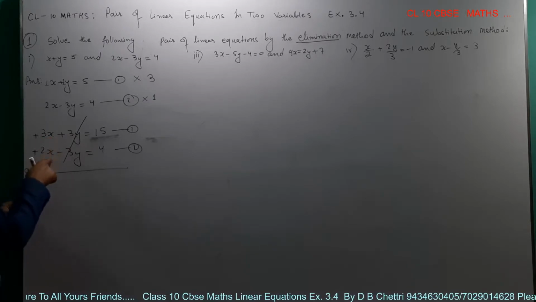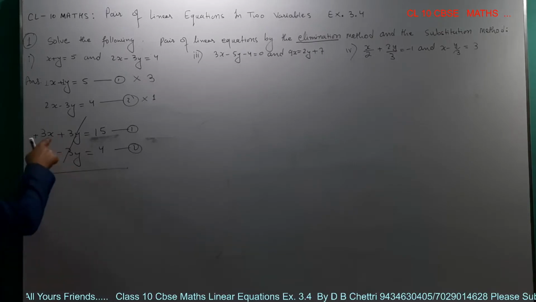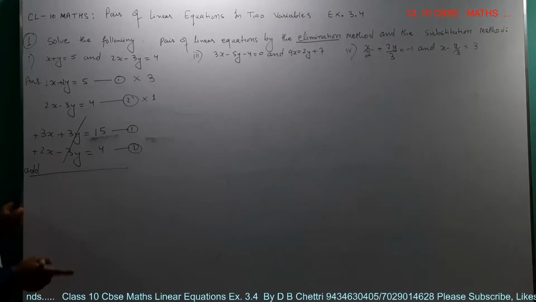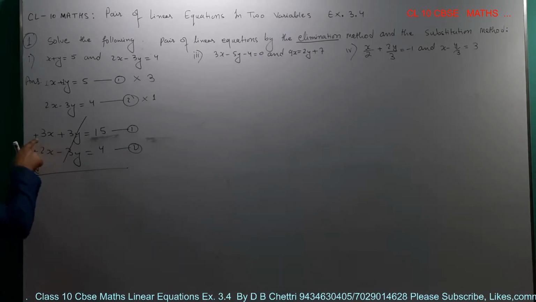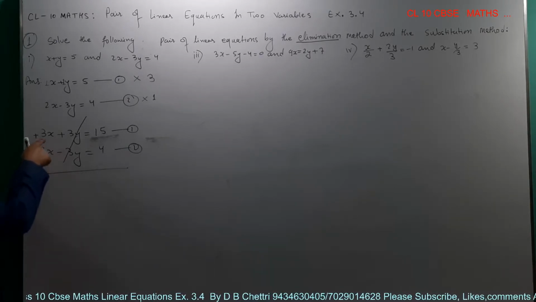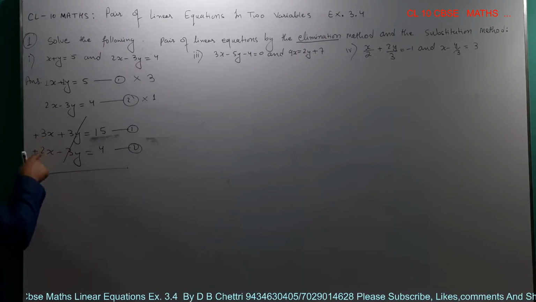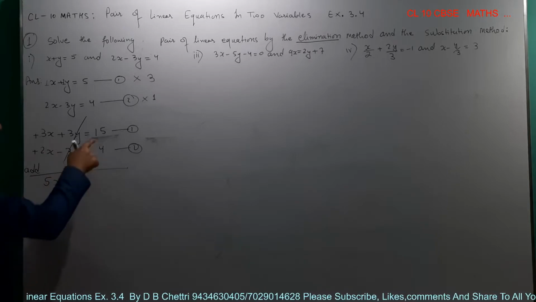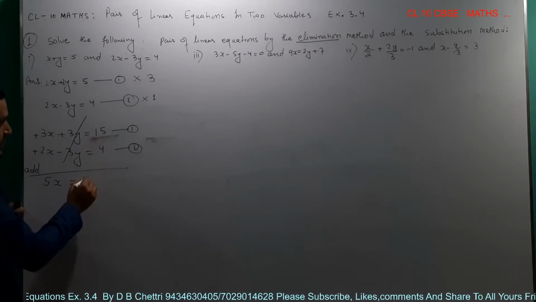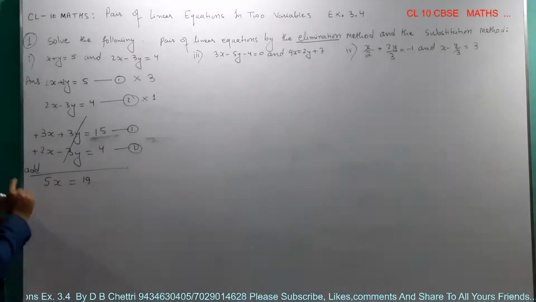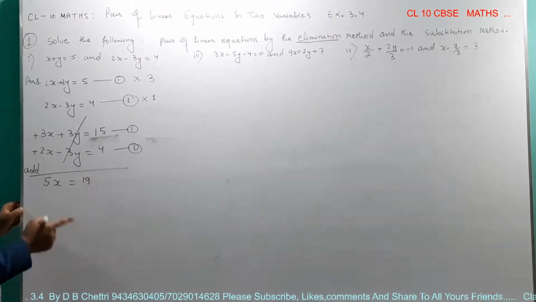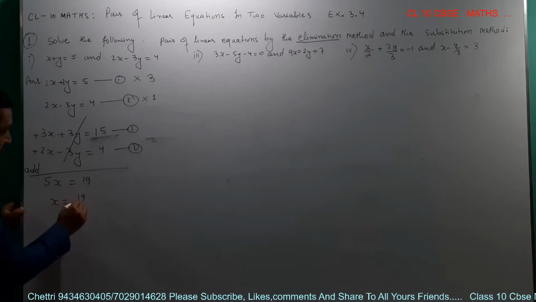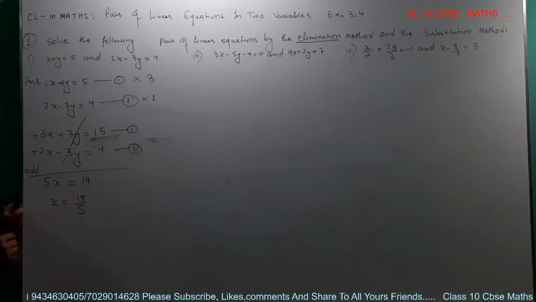The symbols show whether they are like terms or not. If the symbols are same, then we can add or subtract them. Then they are like terms, and just add and subtract their coefficients. Then 3 plus 2 is 5, and their symbol always remains the same, and equals, 15 plus 4 is 19. The multiplied number always goes to the denominator of the other side, which means they are in division relation. That means x equals 19 by 5. This way we solve the equation.